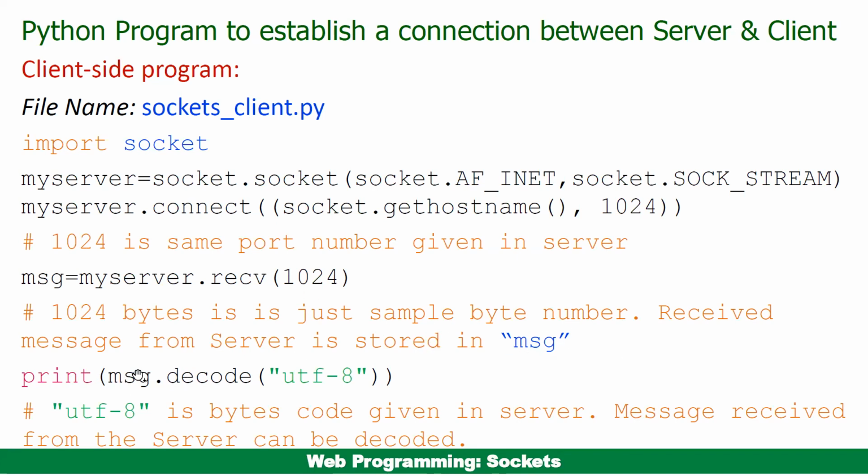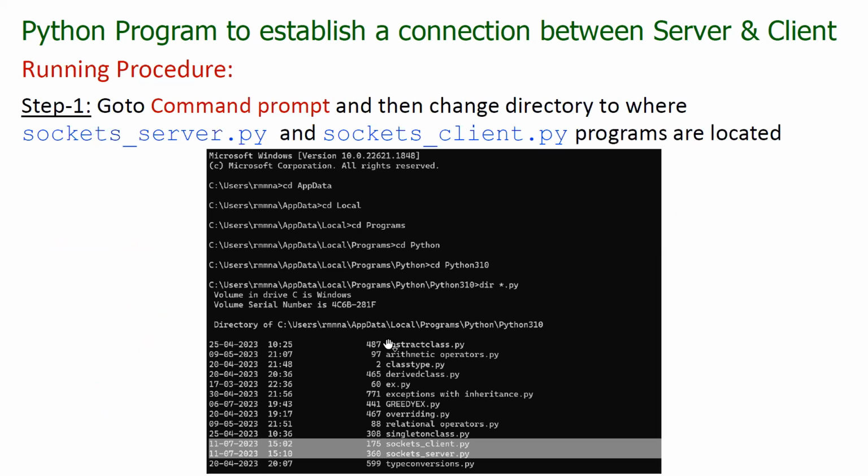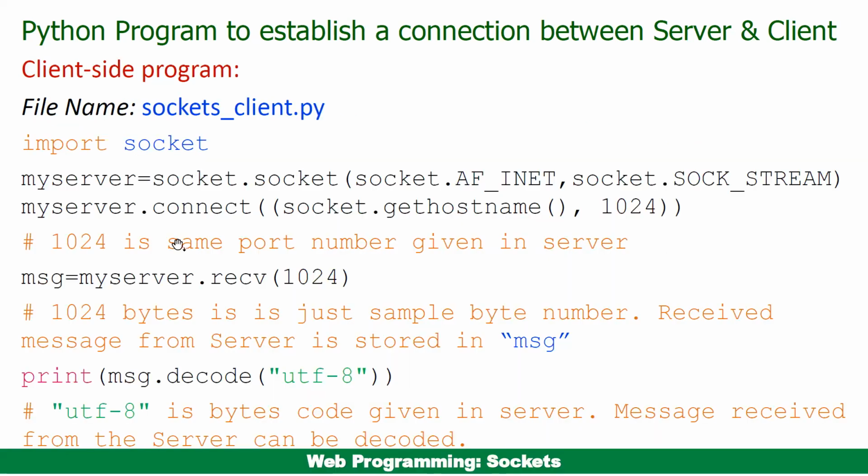Then print the message decoded into 8-bit format using UTF-8. Here UTF-8, which we already saw as the bytes encoding given in the server. The message received from the server can be decoded. Okay, that is about the socket client program.